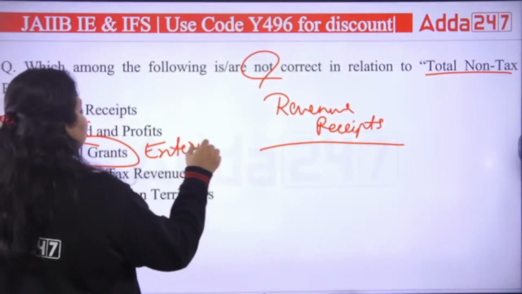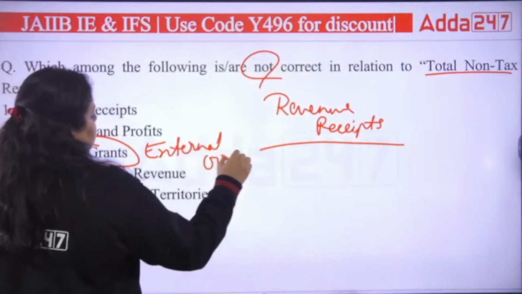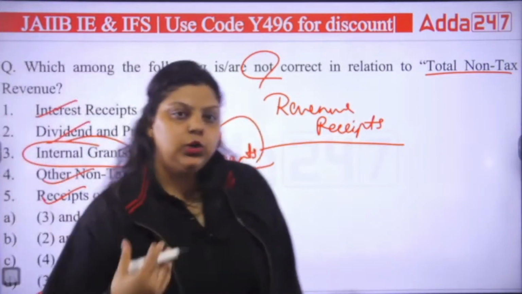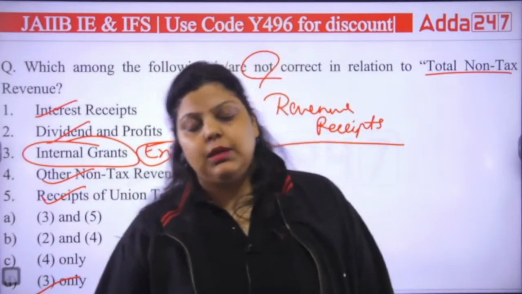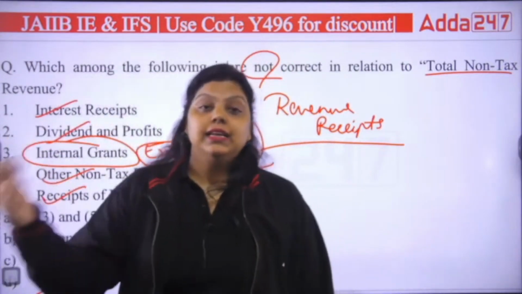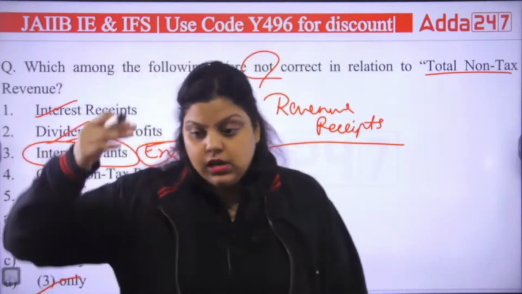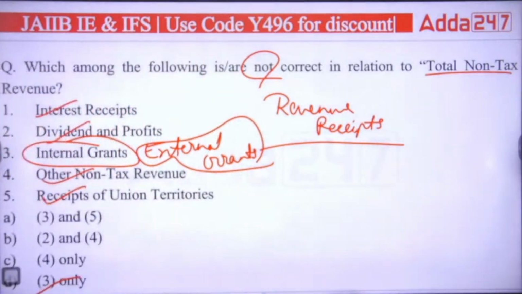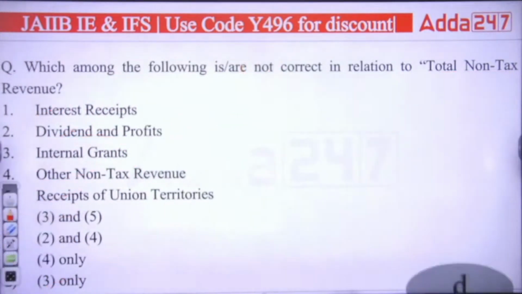External grants are financial assistance given to us by somebody because we have a good relation with them, and they have thought that India needs this help and given us the fund. So it should be external grants, not internal grants. That's why this is the wrong option. So the right answer will be D.